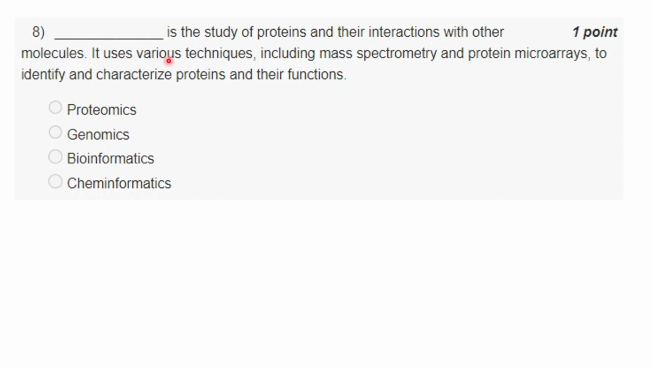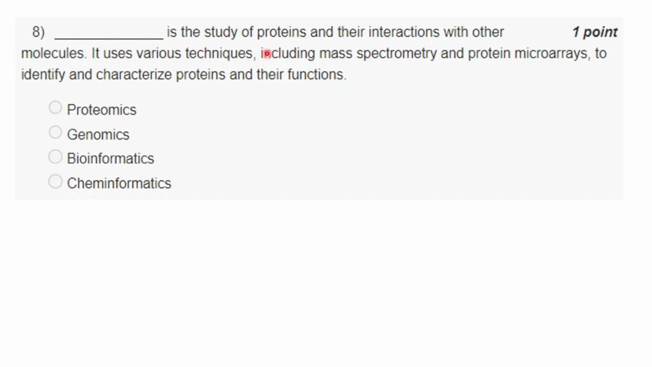Proteins. So it's quite self-explanatory. When we talk about protein samples and proteins, it's proteomics. Genomics basically refers to the entire genomic sequence present in the particular system. Transcriptome refers to the entire transcript level, all the mRNA transcripts present in the system at that time. Bioinformatics we have already talked about, and cheminformatics we'll talk about in one of the further questions.